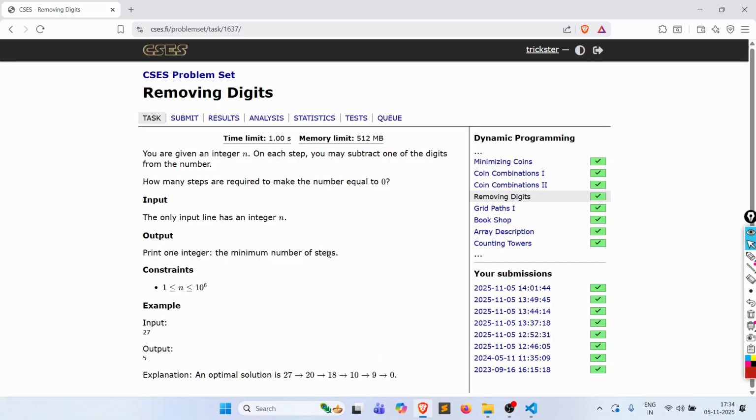So guys, we are going to discuss a problem, removing digits, right? We are given an integer n, and what the question states is basically I can subtract any number from it which is available in the integer, and we have to find the minimum number of steps, right? So let's try to solve this problem using the dynamic programming tabulation method.